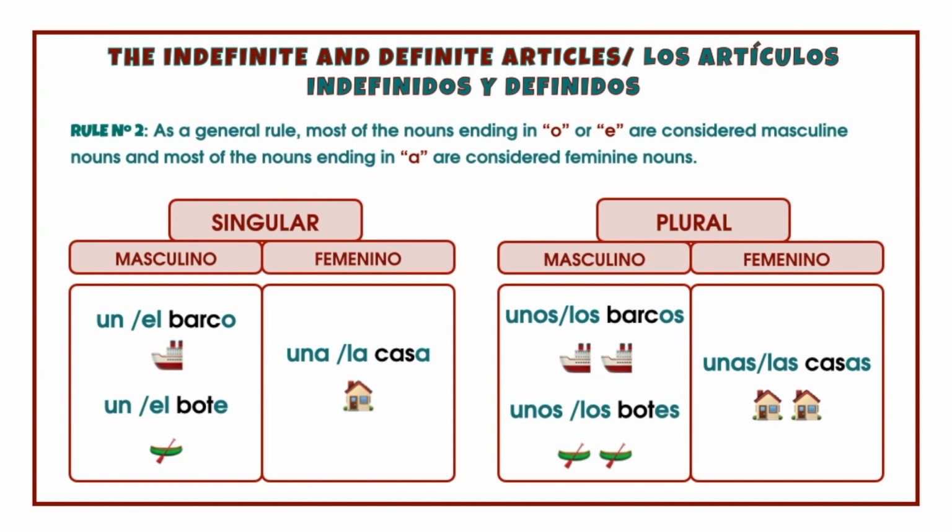Rule number 2. So as not to bore you with the explanation, I'll just mention the example of the singular forms, but in all the slides, you also have the example of the plurals. Feel free to pause the video and read or look at them. This is rule number 2. As a general rule, most of the nouns ending in o or e are considered masculine nouns, and most of the nouns ending in a are considered feminine nouns.